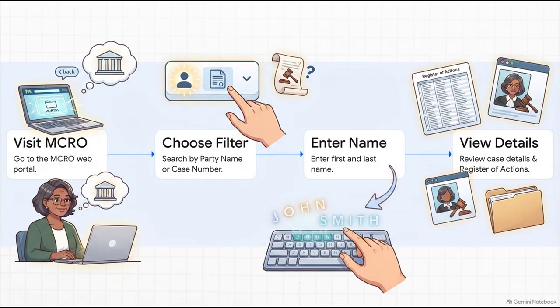Step 1, you literally just visit the MCRO web portal. Step 2, you choose your search filter. Now, assuming we don't magically have John's exact case number memorized, searching by party name is going to be our best bet. Step 3, type John and Smith right into the first and last name fields. And Step 4, you just browse your results. You'll be able to view the case details, see the assigned judge, and read through that all-important register of actions we just talked about.